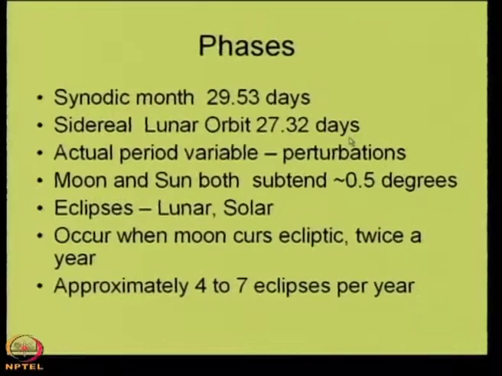Okay. In addition, the phases are not exactly this much. There are perturbations due to the other planets. Okay. So, the gravitational effect of the other planets, other astronomical objects in the solar system, has an effect on this. This again causes some variations.